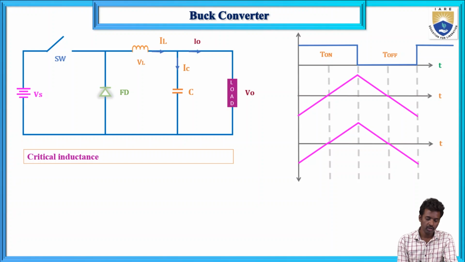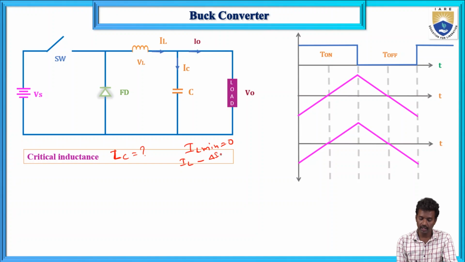So that is the ripple critical inductance, that is L equals LC, which you need to calculate. So we know the formula. IL minimum should be equal to 0. IL minimum is IL minus del IL by 2 equals 0. So here IL value means I naught. I naught equals del IL by 2.